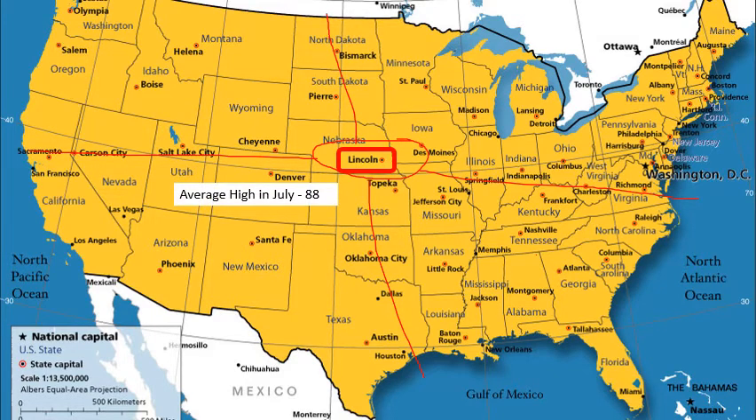Lincoln's temperature in July is about 88 degrees. That's the average. That's pretty hot. That's very comparable to what we have here in Georgia. But let's look at Lincoln in January. Its average high temperature is only 32.